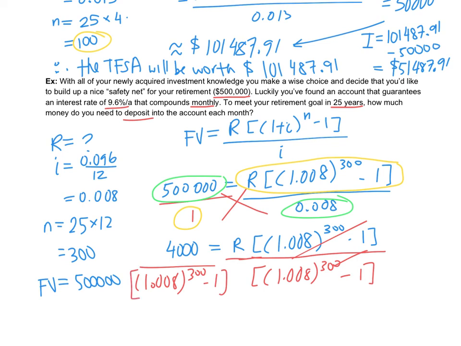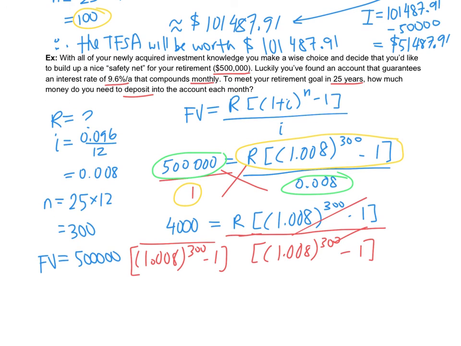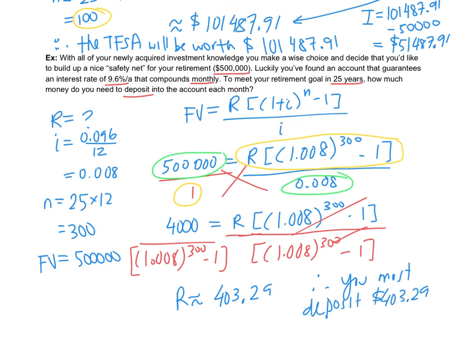So try plugging this into your calculator. 4,000 divided by, put your brackets, 1.008 to the power of 300 minus 1, close bracket, and make sure you get what I get next, which is R is approximately $403.29. Therefore, you must deposit $403.29 each month.